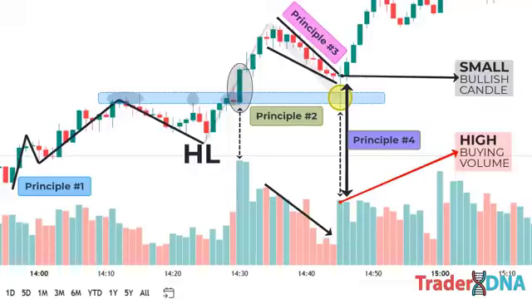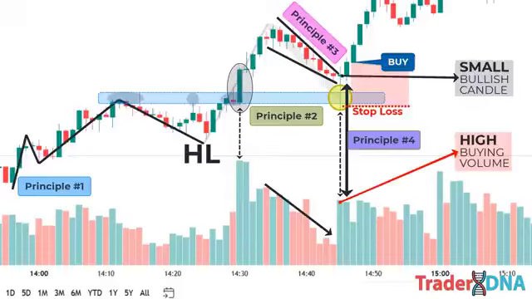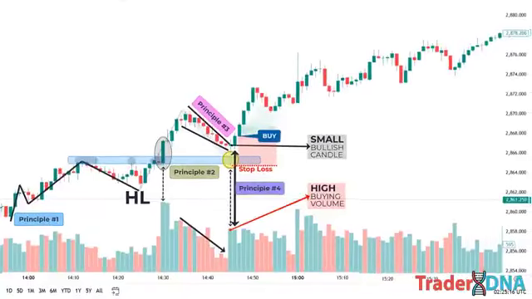The market has agreed it's time to continue the bullish trend, and that means it's time to jump in. Here's the plan. Enter a buy position at the open of the next candle. Set your stop loss just below the support area for protection. And then let the market do its thing. And boom, price takes off exactly as expected.